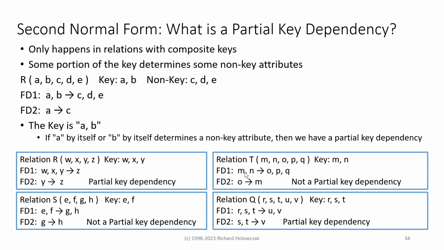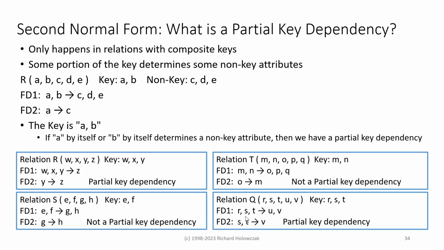How about this one? M and N determine OPQ. And we're also told that O determines M. Is that a partial key dependency? The answer is no, because O is not a part of the key. Even though M is, that doesn't apply in this situation. We're only interested in a situation where M or N by themselves would be on the left-hand side of the arrow. And here's a fourth example. RST determining U and V, and then we see just S and T determines a non-key attribute V. So this is also a partial key dependency.